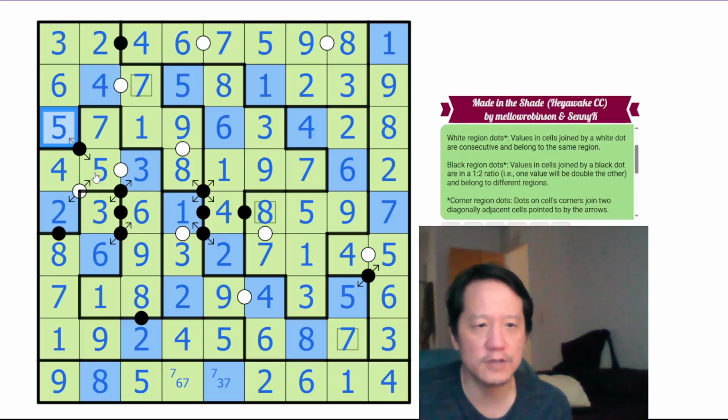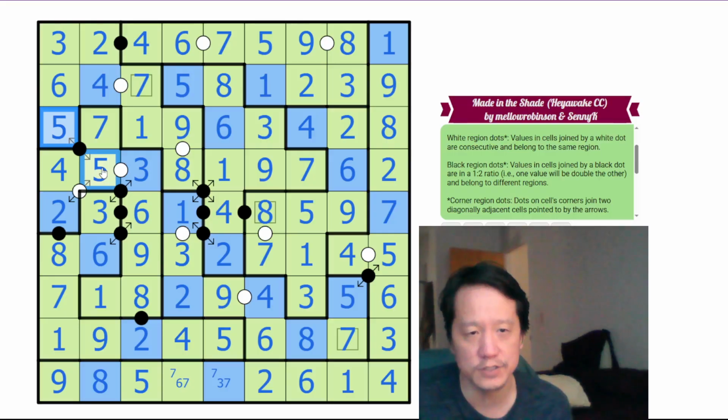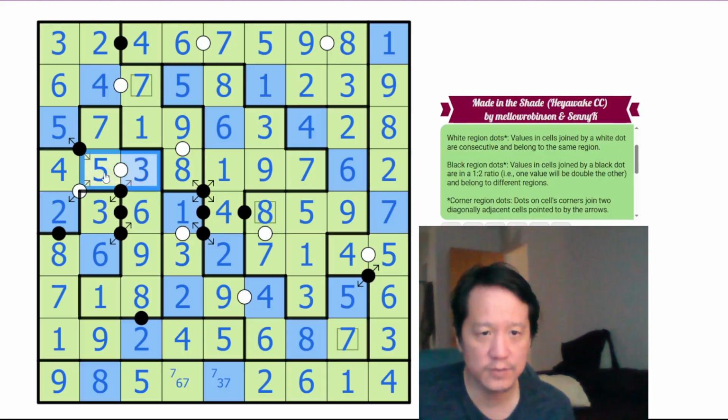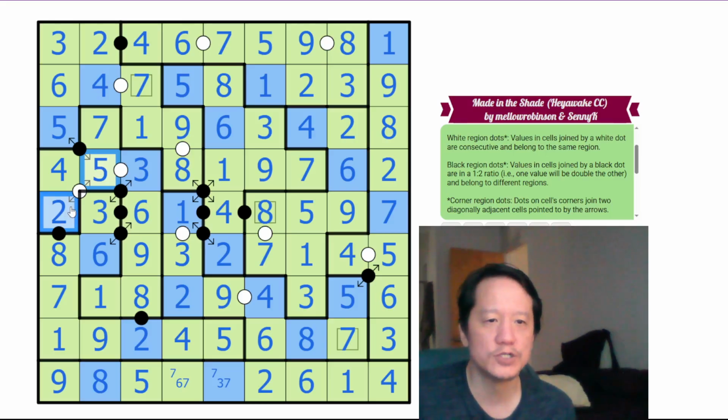5 doubled is 10, which is in a 1 to 2 ratio with 5, which are different regions. 9 and 8 are consecutive, and they are the same region. 5 and 3 doubled, which is 6, which is consecutive, and they are the same region. 5 and 2 doubled is 4, which is consecutive with 5, and they are in the same region.